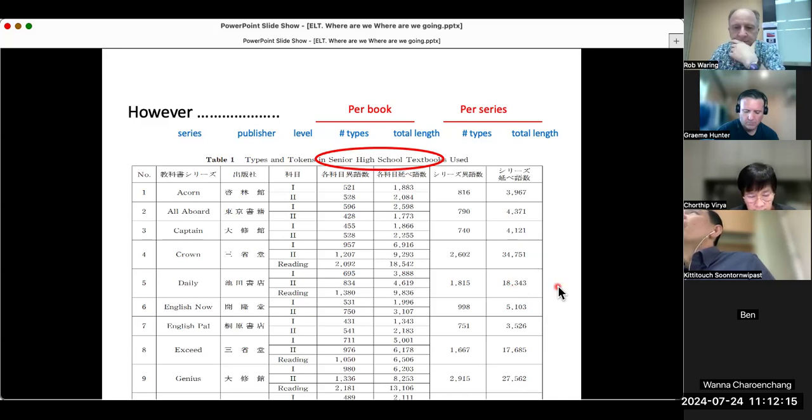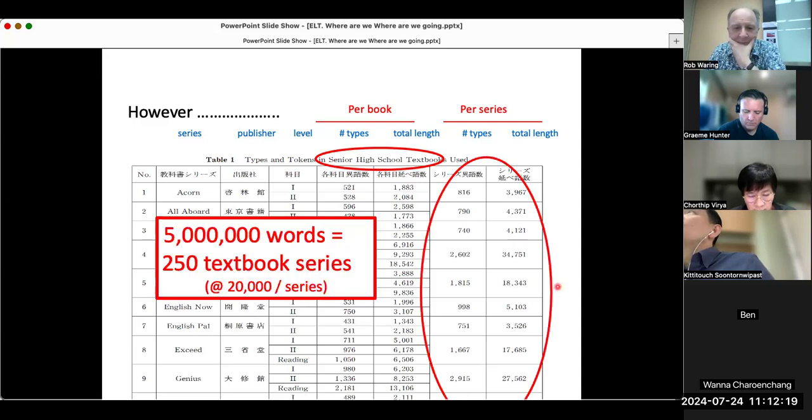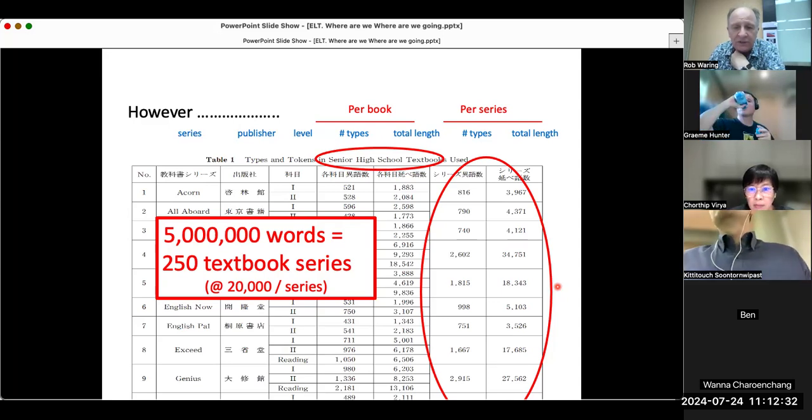Why is that important? Well, before I talked about how we need massive input. So if students are going to need 5 million words, which is what they're going to need, that's about 250 textbook series, if it's 20,000 words a series. That's an awful lot of language.